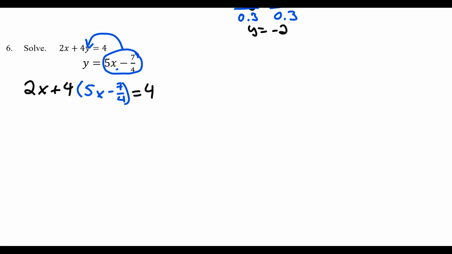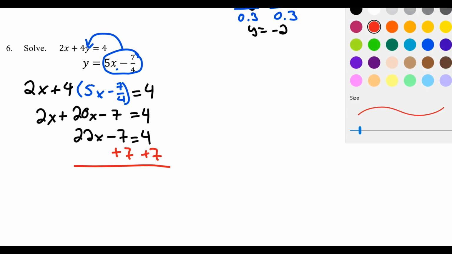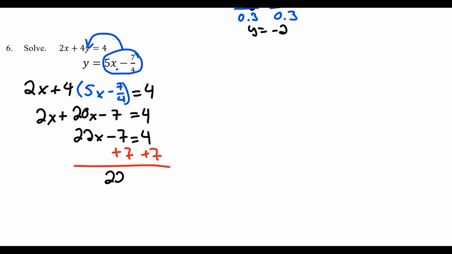So I've got to distribute the 4 to both items. So 4 times 5 gives me 20x. 4 times a negative 7/4 actually gets rid of my fraction for now and gives me a negative 7. Remember to bring down your 2x. I'm going to combine my x's to give me 22x minus 7 is equal to 4. And now I'm going to solve for my x. I'll add 7 to both sides, and I'll get 22x is equal to 11.